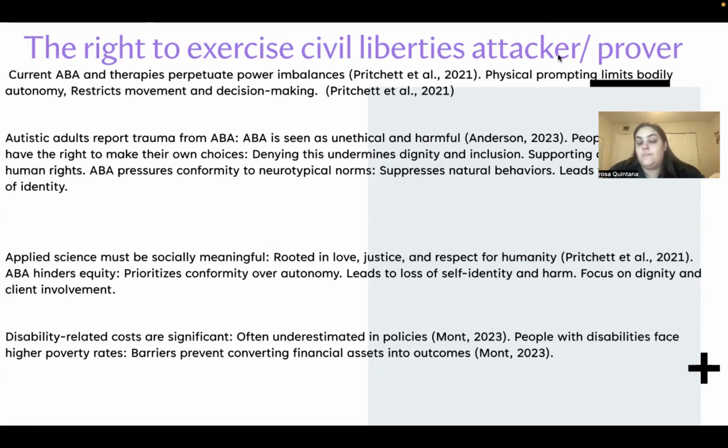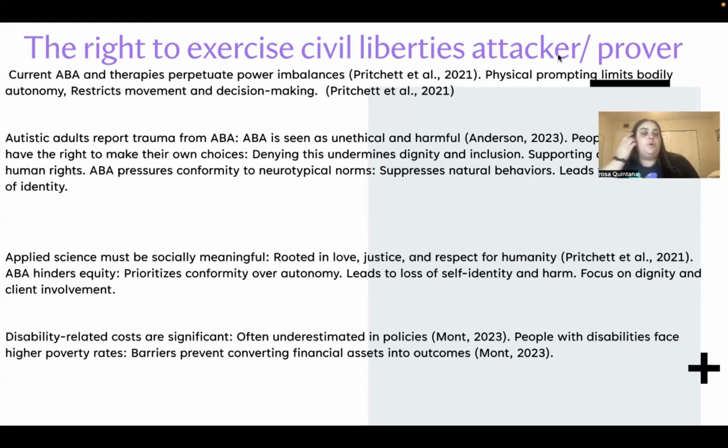What we're seeing is that we need to treat them fairly and allow them to make their own choices, and not the caregiver or the healthcare providers or any other providers to make choices for these individuals. Therapies that use physical prompting can significantly limit bodily autonomy, and practices may impinge on the individual's ability to move freely and make decisions on their own body. So we need to focus on helping each individual make their own decisions and not allow other healthcare providers to make choices for these individuals.